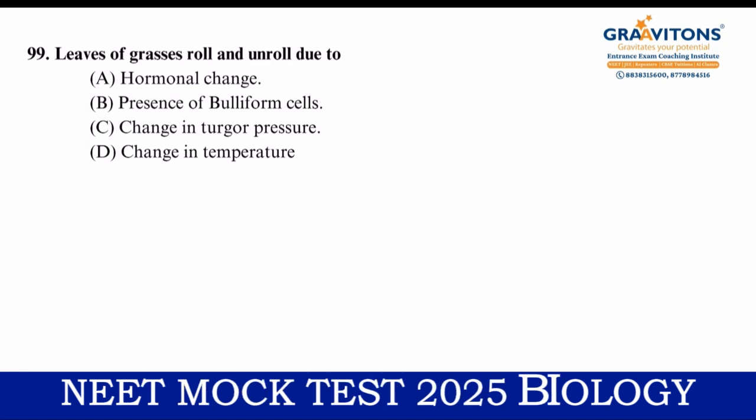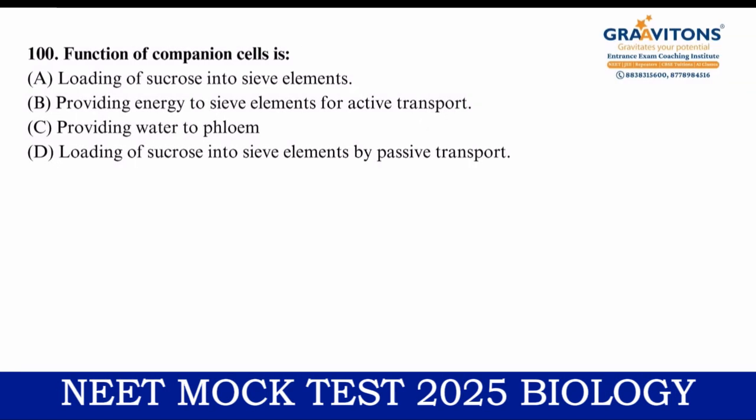The next question, leaves of grasses roll and unroll due to. This is because of the presence of bulliform cells, especially in monocotyledonous plants. The leaves will be curling inwards if the amount of water is less, to avoid the loss due to transpiration. And if the water is present more and the leaves are turgid, the bulliform cells will make the leaf surface remain open so that transpiration continues. So the answer for this question is option B, presence of bulliform cells.